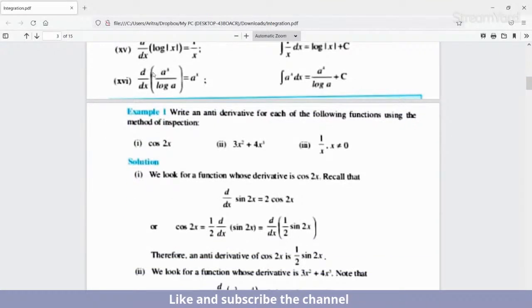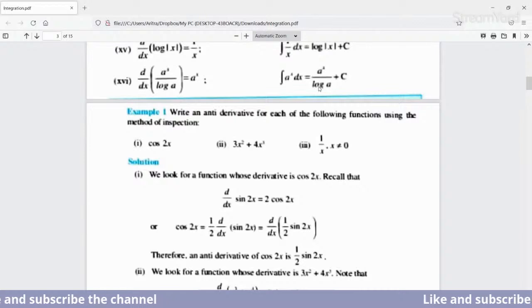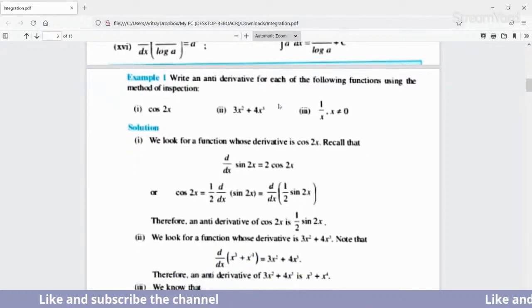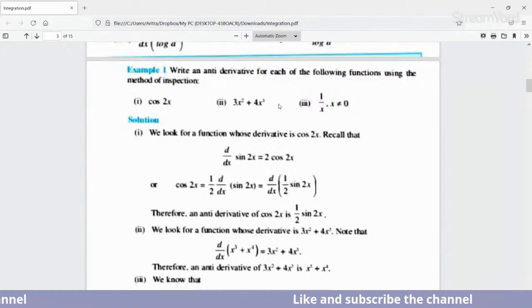Then d/dx of e to the power x by log a is equal to e to the power x. So in integration, again it will be reversed. The integration of a to the power x dx is equal to a to the power x by log a plus c. Let's see some sums based on the formulas we just saw above.